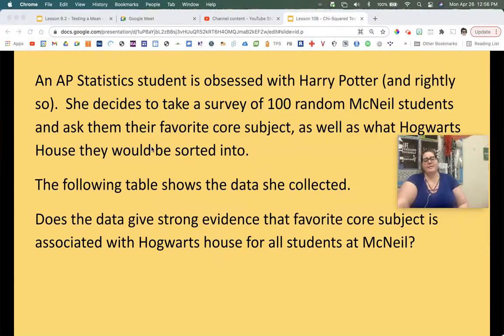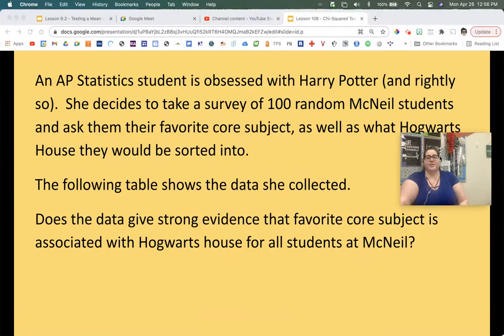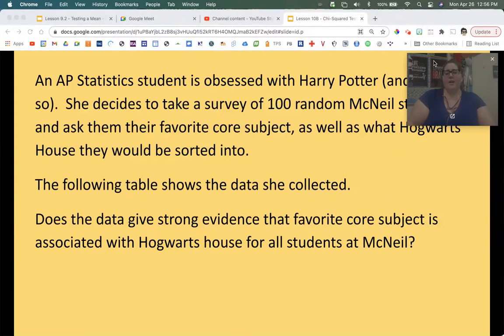So an AP statistics student is obsessed with Harry Potter, as they should be. She decides to take a survey of 100 random, actually I think it's 200, I changed this later, McNeil students and ask them their favorite core subject, as well as what Hogwarts house they would be sorted into. The following table shows the data she collected. Does the data give strong evidence that the favorite core subject is associated with Hogwarts house?